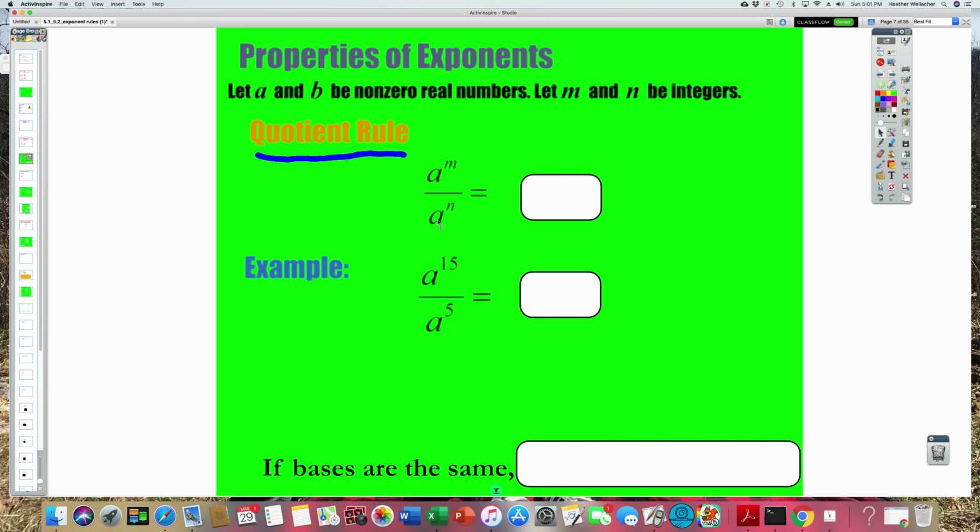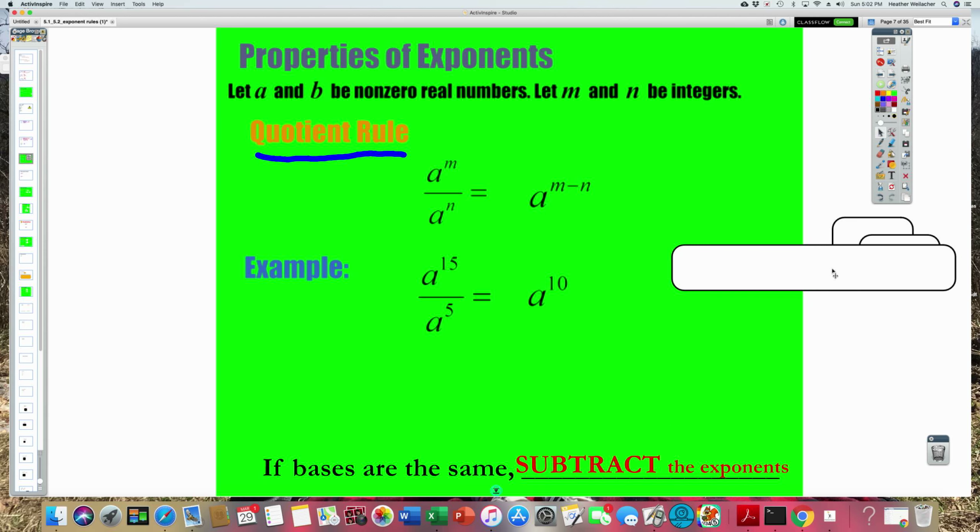It says when you're dividing, if you have the same base, the a's are both the same, you subtract the exponents. So the second example, I put one that is a very common mistake because your brain intuitively sees this division bar, this fraction bar, and it's really common that you want to see 15 and 5 and divide and say, oh, a to the 3rd, but don't do that. The quotient rule says since I have the same base, I subtract the exponents. So that gives me a to the 10th. So if the bases are the same, subtract the exponents.